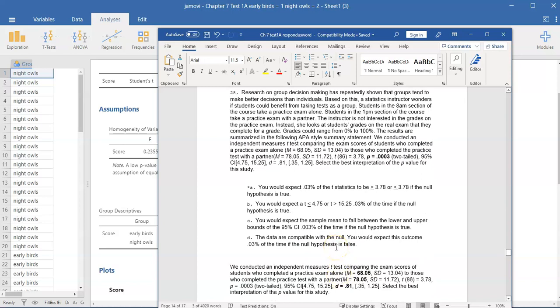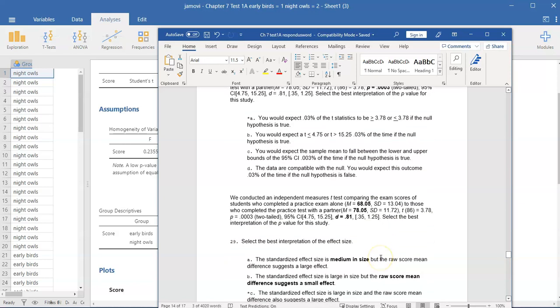Okay, now we're going to interpret the p-value. Here it is, and you would expect this outcome to occur about 0.03% of the time if the null is true. And that means you're going to get a t-value of greater than 3.78 or less than negative 3.78. Should be a negative there. That extreme or further from zero, only a very small percent of the time. So this would be a compelling p-value. So that is your right answer. Again, it's a definition of the p-value.